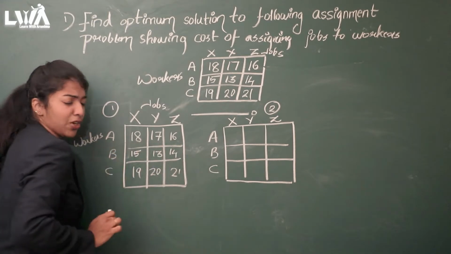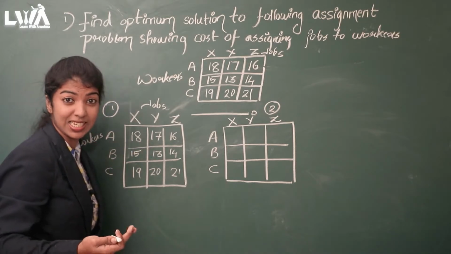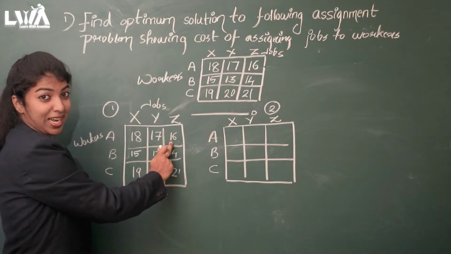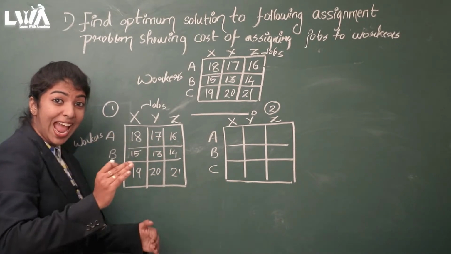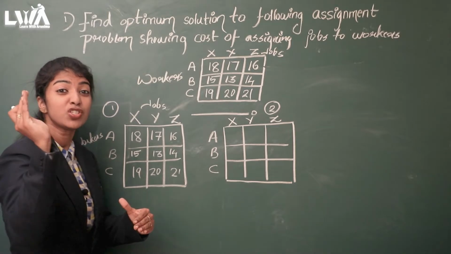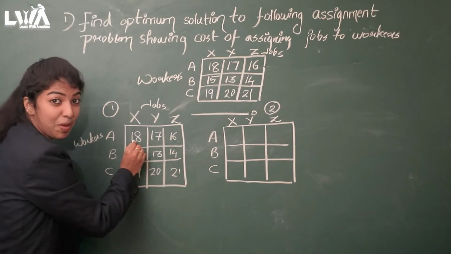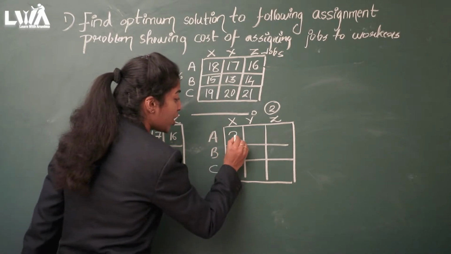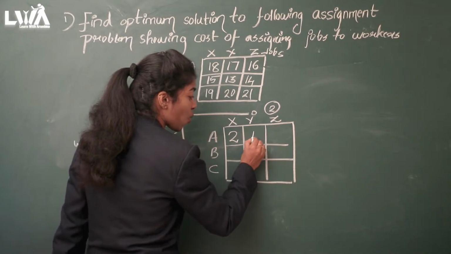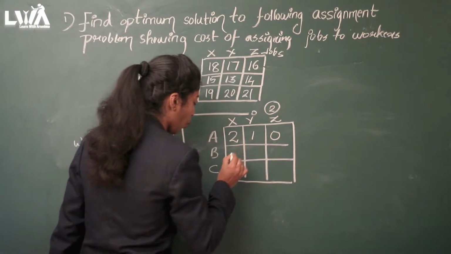Here in the first row, which is the lowest element? 18, 17, 16. Which is the lowest element? 16 is the lowest element, right? So we consider 16 as the lowest element and subtract it from all the elements. 18 minus 16, what is it? 2. 17 minus 16, what is it? 1. 16 minus 16 is 0.